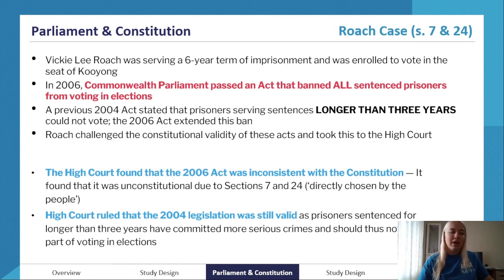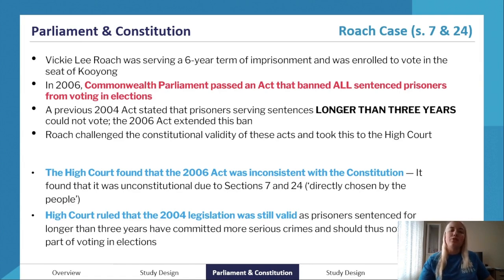So, the High Court actually found that the 2006 Act was inconsistent with the Constitution. It contradicted sections 27 and 24 that describe the Senate and the House of Representatives, because it clearly states in those sections that Parliament must be directly chosen by the people. So to take away people's right to vote and elect members of Parliament is unfair and is unconstitutional. So we can see that constitutional interpretation occurred in this case.